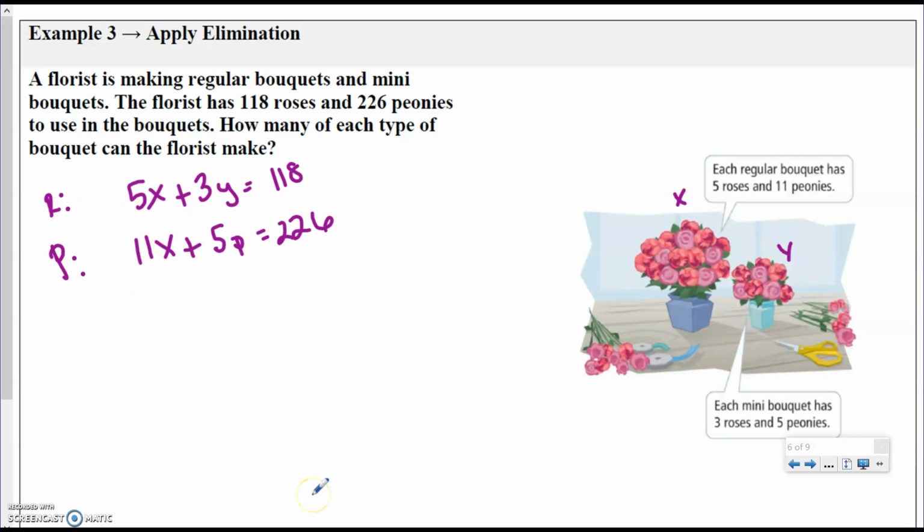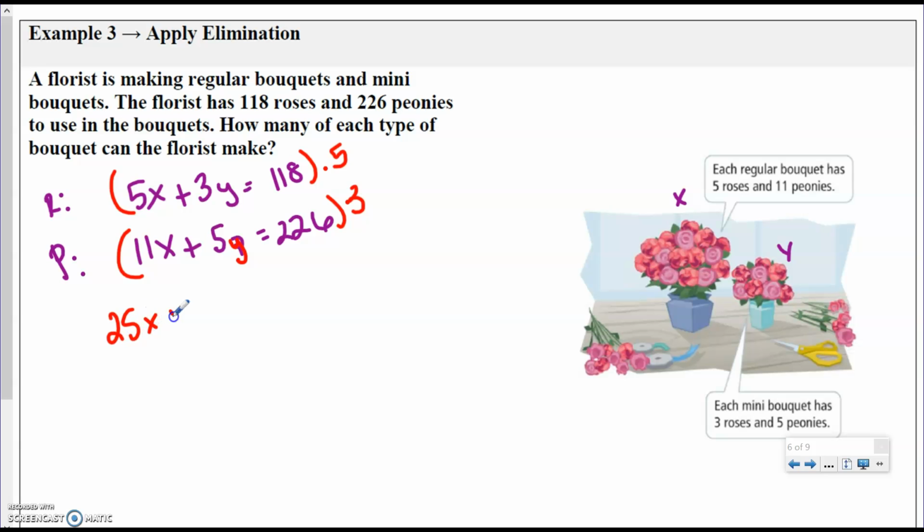Neither of these cancel. So to make this really simple, what you could do is take the leading coefficients and switch them. So multiply the top by 11 and the bottom by 5, or you could do the top by 5 and the bottom by 3. It is completely up to you. I like to use smaller numbers as possible, so I'm going to do the second one. I'm going to take this 5 that's in front of my y, and multiply that by this first equation. I'm going to take the 3 that's in front of my y and multiply by the second equation.